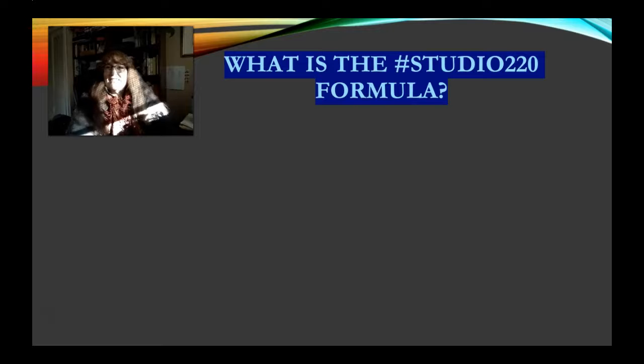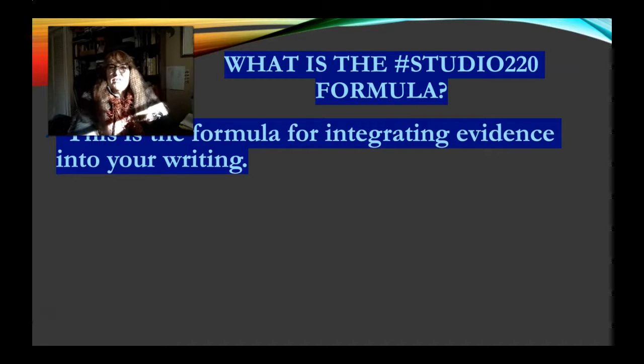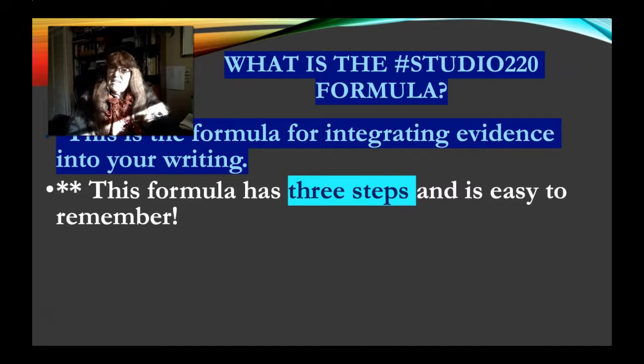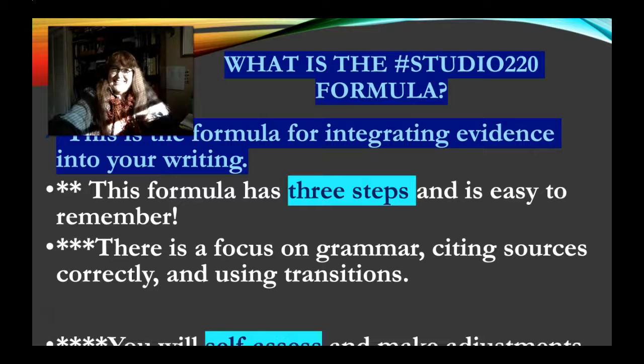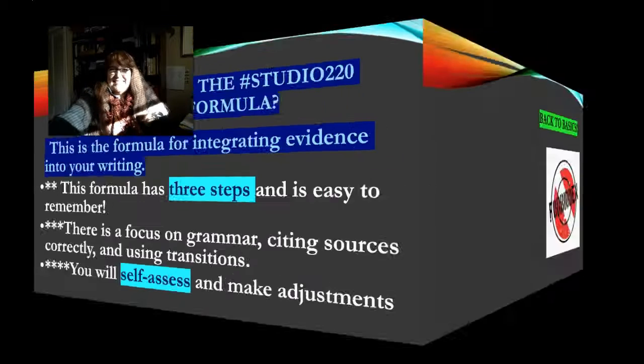So let's take a look at the Studio 220 formula. This is the formula for integrating evidence into your writing. The formula has 3 steps and it's easy to remember. There's a focus on grammar, citing sources correctly, and using transitions. This video is your beginning video on mechanics and things that you have to do before you can actually start integrating your evidence. You also self-assess and make adjustments.